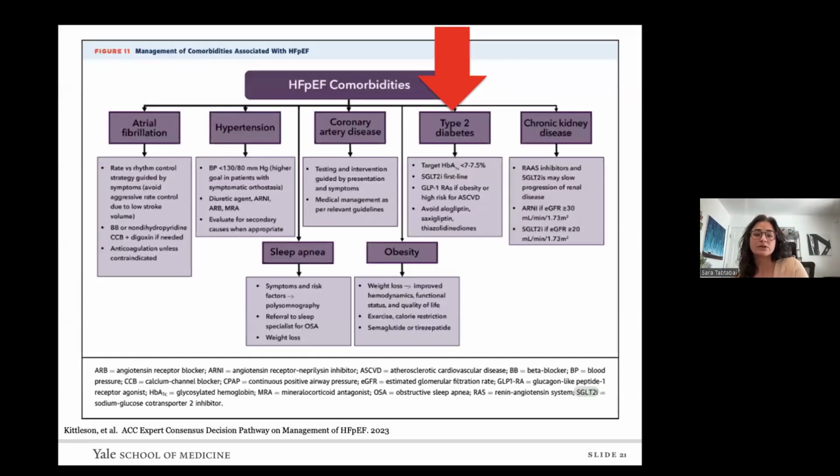So, and this is a summary from that heart failure with preserved EF expert consensus decision pathway on management of HFpEF in 2023. This is a very nice summary slide or summary table on HFpEF comorbidities. And you'll see here type 2 diabetes. Really, this summarizes that SGLT2 inhibitors are the first line of therapy. We should be targeting to get the hemoglobin A1C less than 7 to 7.5%.